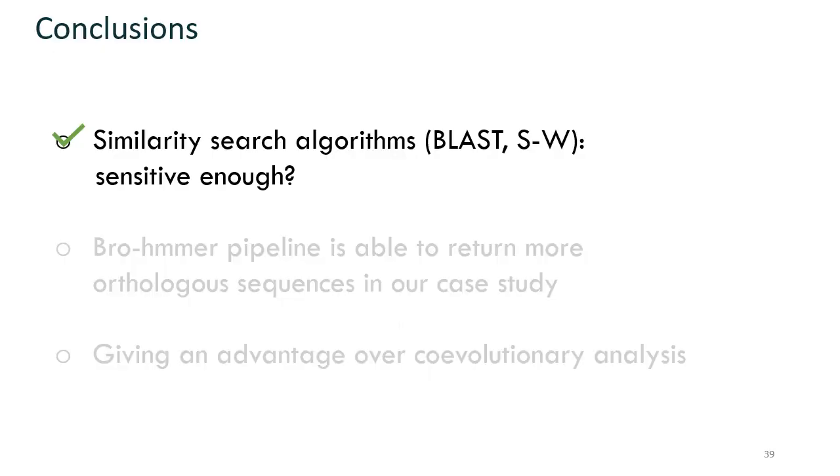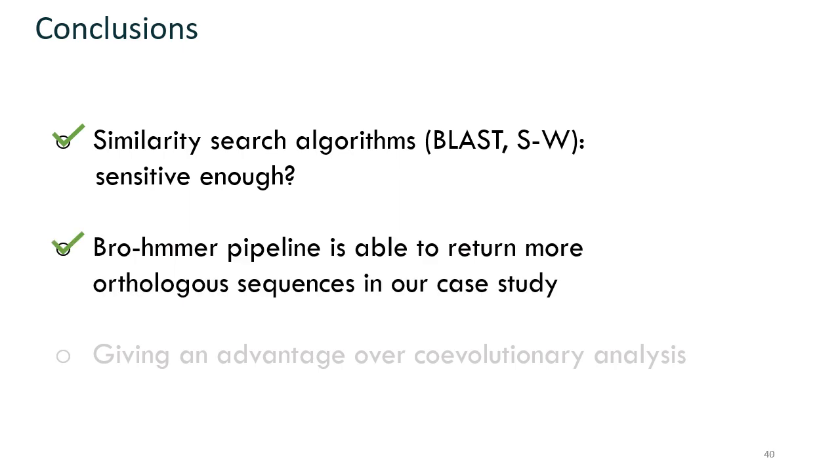In conclusion, we can say that, considering homology search sensitivity, pairwise alignment algorithms are not always able to return homologous sequences across wide species datasets. This is a key aspect in the orthology inference step, and in our opinion deserves further investigation. The Bro-Hammer pipeline is otherwise sensitive and able to return more orthologous sequences in our case study. And this seems to give an advantage over coevolutionary analysis of the corresponding phylogenetic profiles.